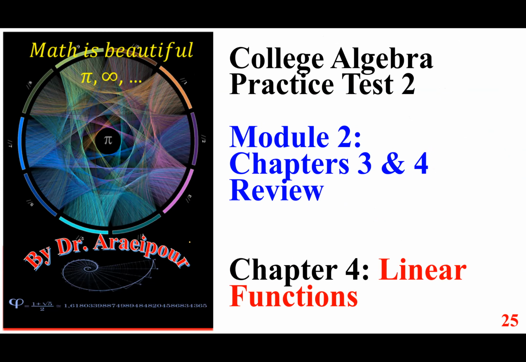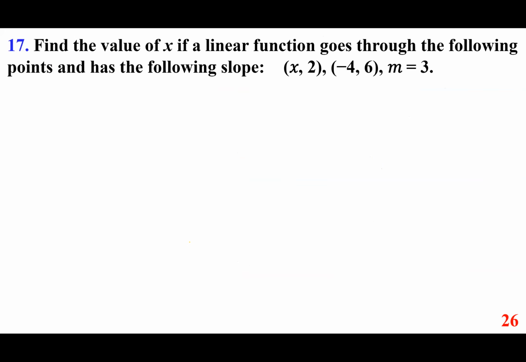We're going to get linear functions. We're going to continue with the module 2 practice test. We want to find the value of x if a linear function goes through the following points and has the following slope. The points are x comma 2 and negative 4 comma 6, and the slope is 3.